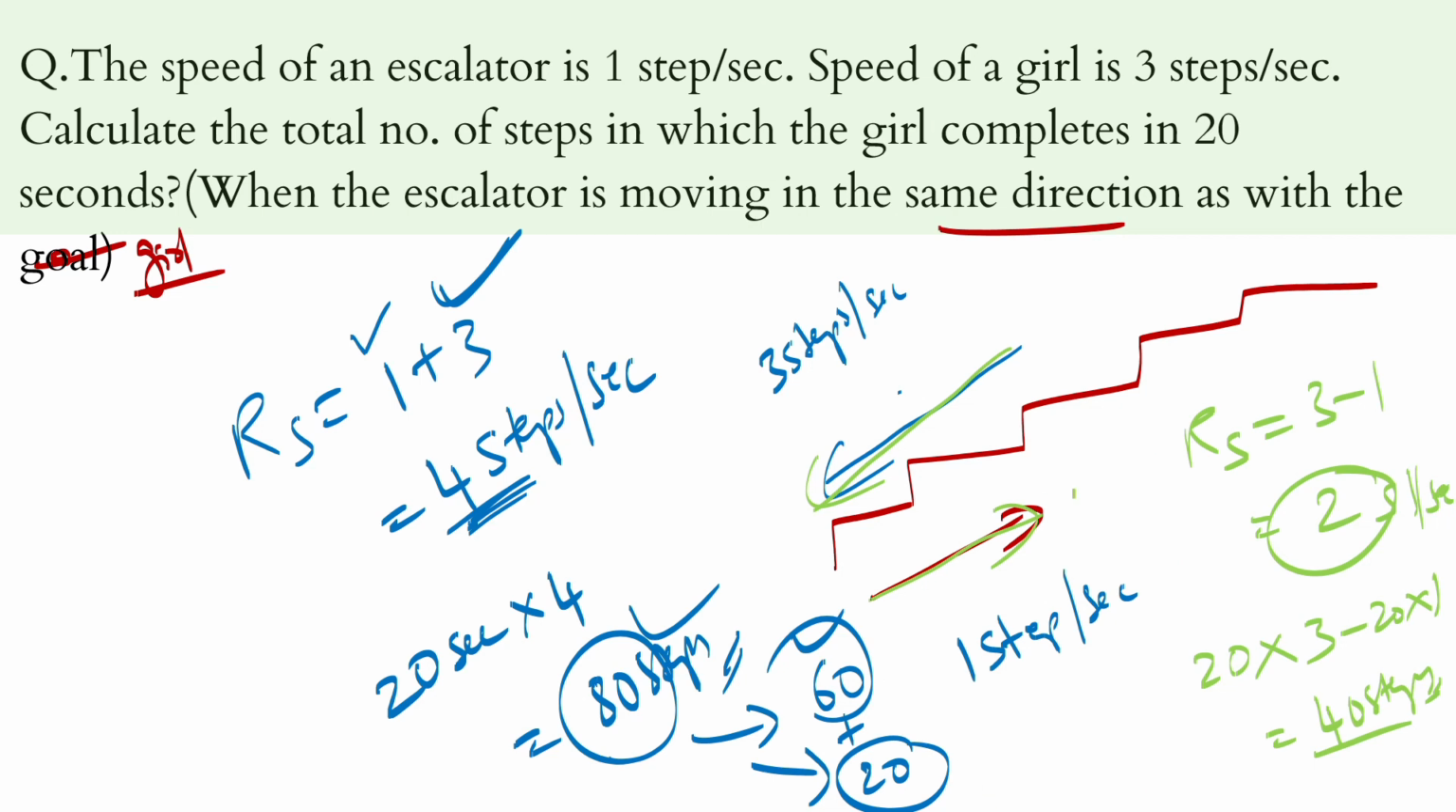Now what happens if the escalator is switched off? If the escalator is switched off, the girl's speed is its original speed, right? 3 steps per second. So in 20 seconds, the girl completes 60 steps. So the first slide we discussed, right? When the escalator is switched off, the number of steps is constant. So understanding that concept in escalators is important to solve some tricky, difficult level questions.